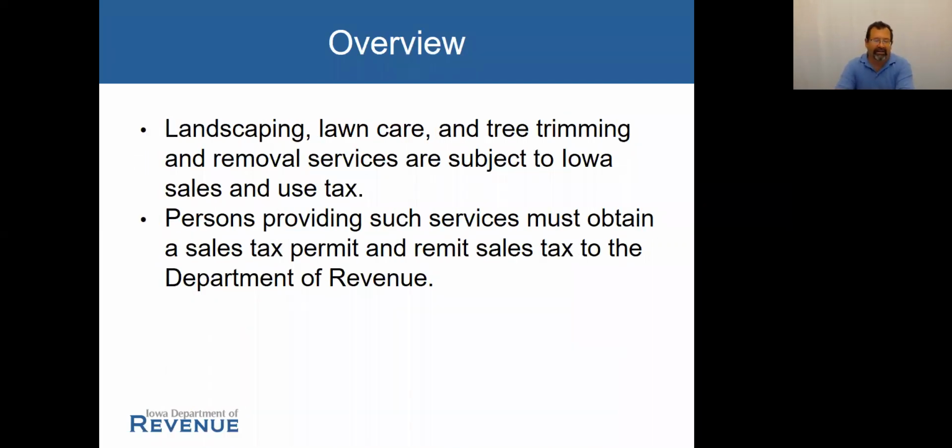All right, so in Iowa, not all services are taxable. In fact, the rule is that services in Iowa are not subject to tax unless they are specifically enumerated in the code. Today, we're going to talk about some that are enumerated: landscaping, lawn care, and tree trimming and removal services. They are subject to Iowa sales and use tax. So persons that provide such services must obtain a sales tax permit and remit sales tax to the Department of Revenue.